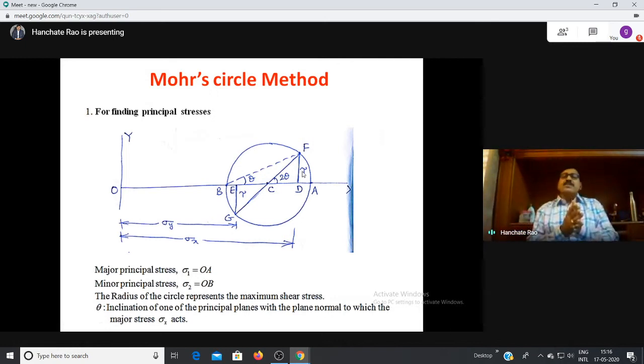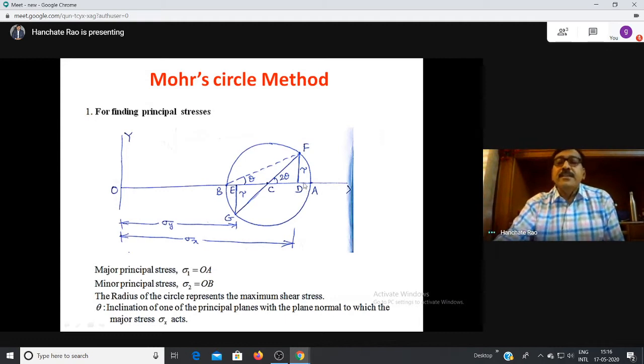Say for example, shear stress is 30 Newton per mm square. So as per the scale, DF will be equal to 3 centimeters. So draw a perpendicular at D such that DF is equal to 3 centimeters. So now we got the F point.